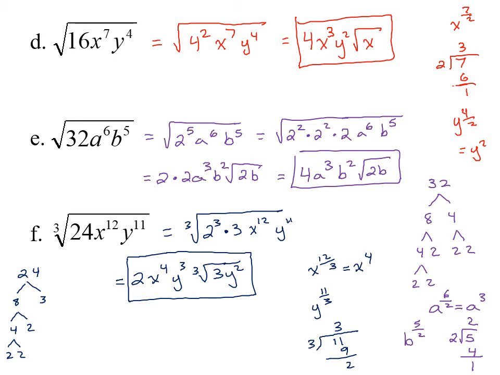So hopefully that makes sense. The numbers you have to match with the powers on the outside like we did earlier. The variables, you just divide them and see if you have a remainder left over.